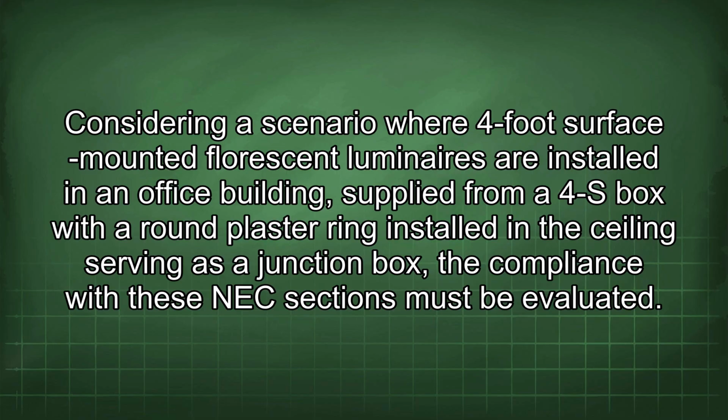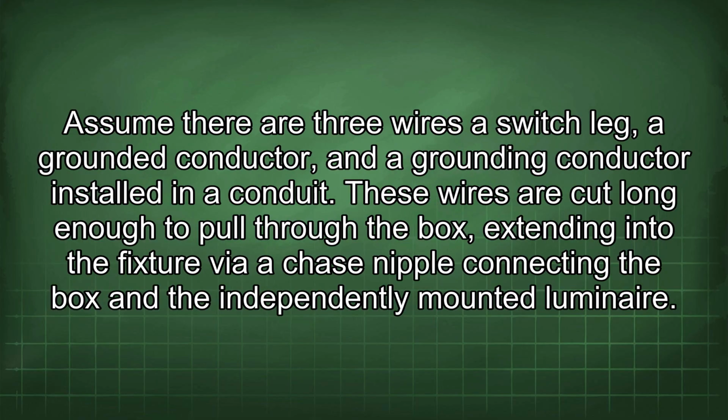Considering a scenario where 4-foot surface-mounted fluorescent luminaires are installed in an office building, supplied from a 4S box with a round plaster ring installed in the ceiling serving as a junction box, the compliance with these NEC sections must be evaluated. Assume there are 3 wires, a switch leg, a grounded conductor, and a grounding conductor installed in a conduit. These wires are cut long enough to pull through the box, extending into the fixture via a chase nipple connecting the box and the independently mounted luminaire.